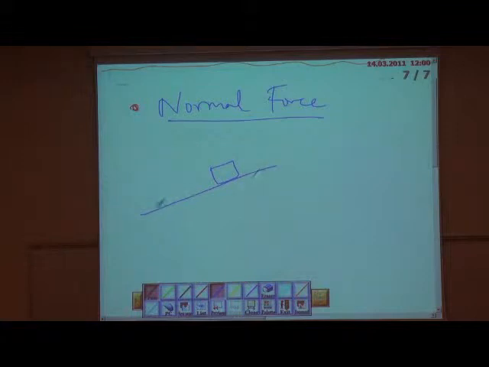Let me use this example to discuss the normal force. Okay. Here, this is the normal force. And this was friction. And this was gravity.